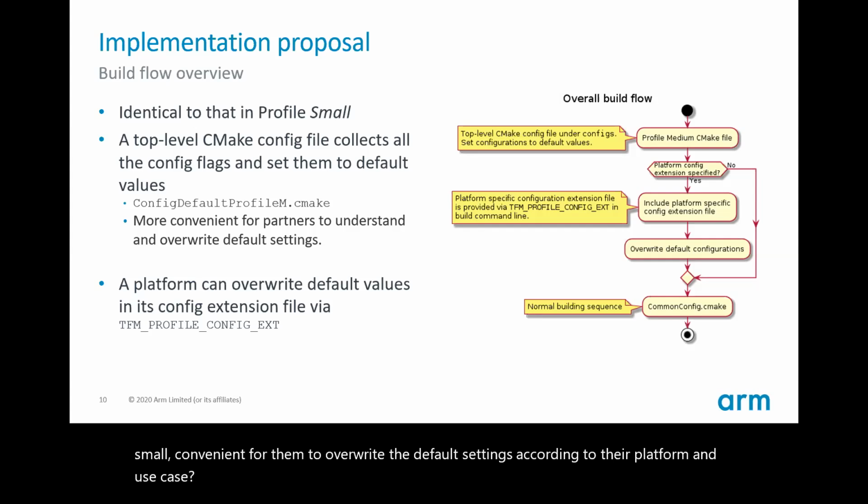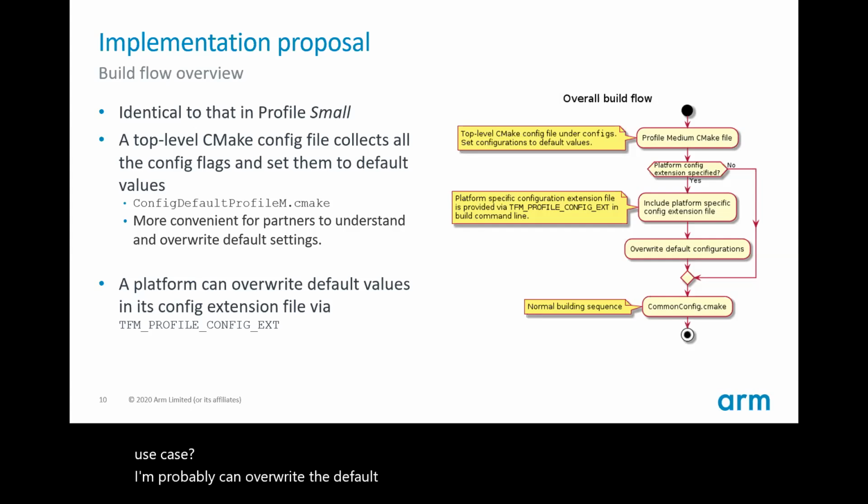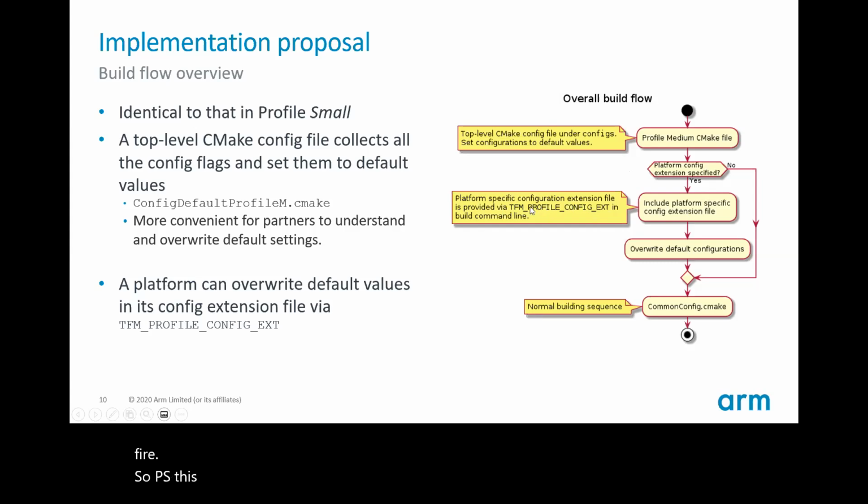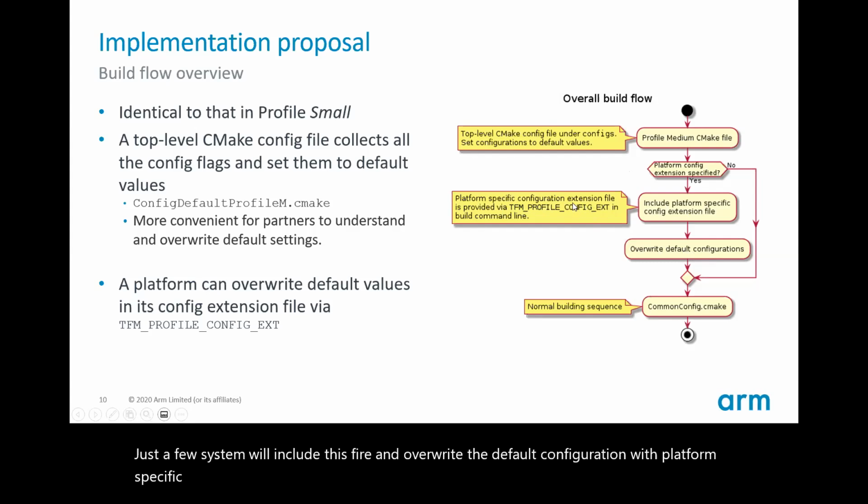A platform can override the default values in its platform specific configuration extension file, via this option in the build command line. The build system will include this file and override the default configuration with the platform specific configuration options provided. And after all the configuration completes, the normal building sequence will continue.